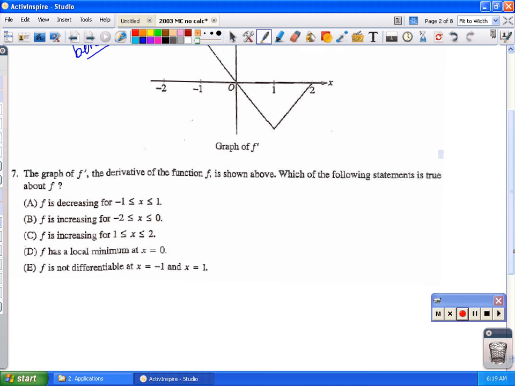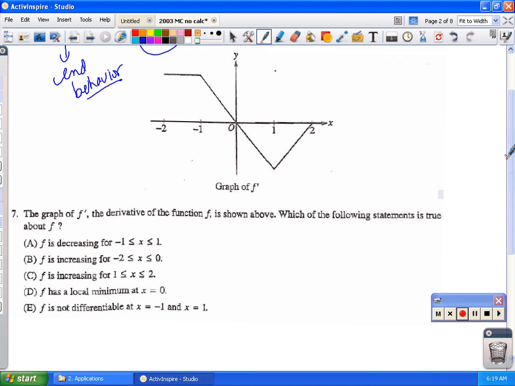Number 7, they give us the graph of the derivative. So this is f prime. Which of the following statements is true about f? A: f is decreasing from negative 1 to 1. Well, if I look at negative 1 to 1, over in this region, the first derivative is positive, so the original function would be increasing, and in this region, the slopes are negative, so the original function would be decreasing.